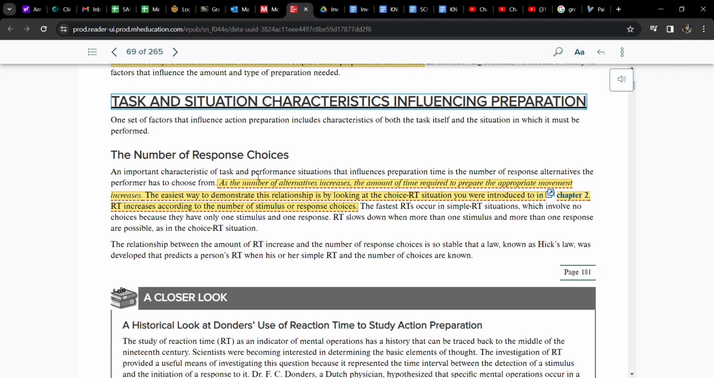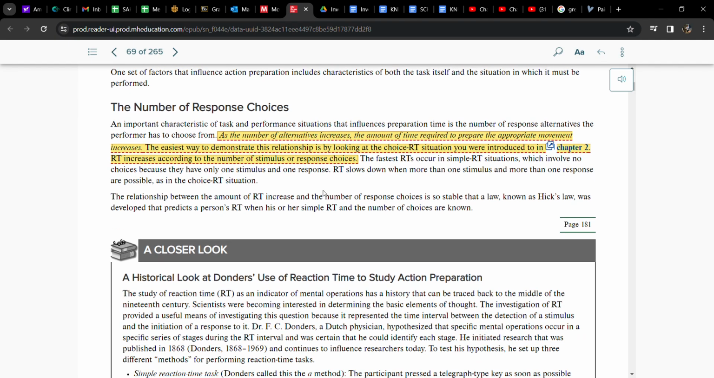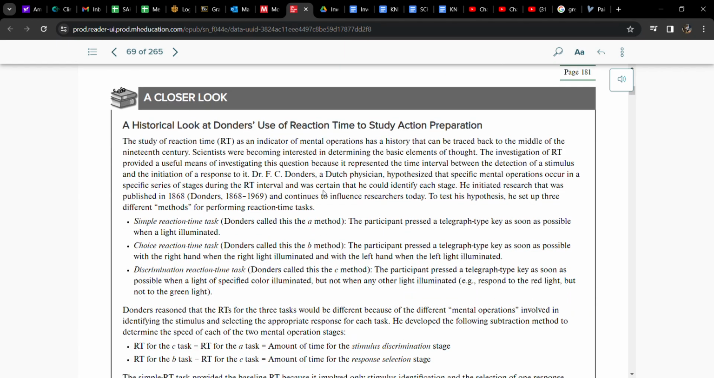If you only have one choice, simple reaction time can get quite quick. But if there's 3 or 4 choices and you have to pick the correct choice, your reaction time can increase pretty significantly, because you require time in order to anticipate which choice needs to be made.